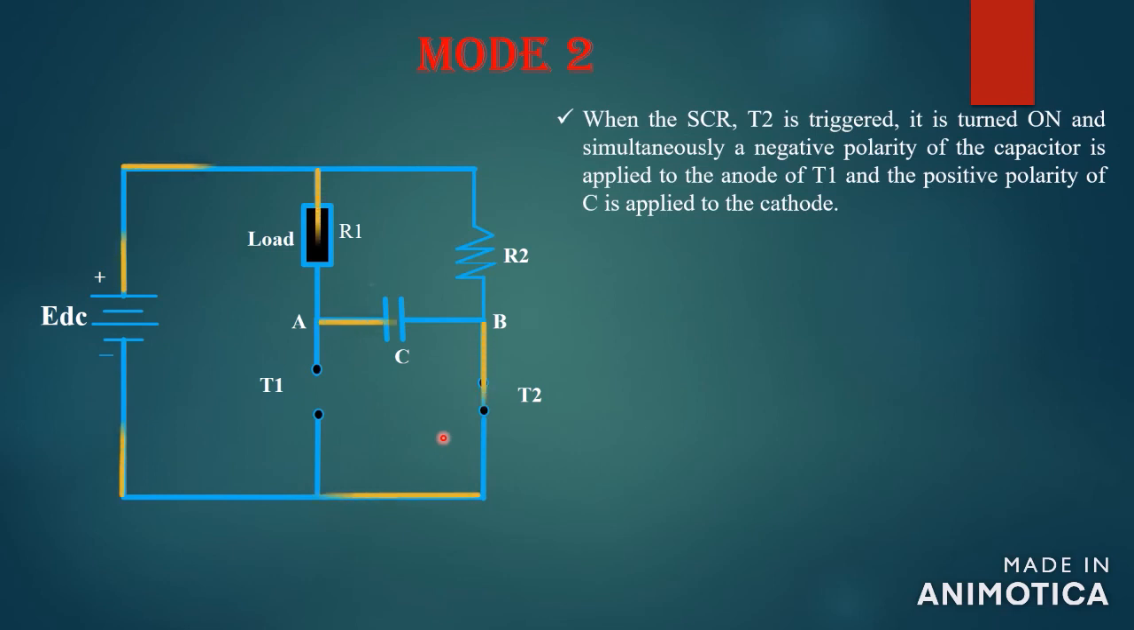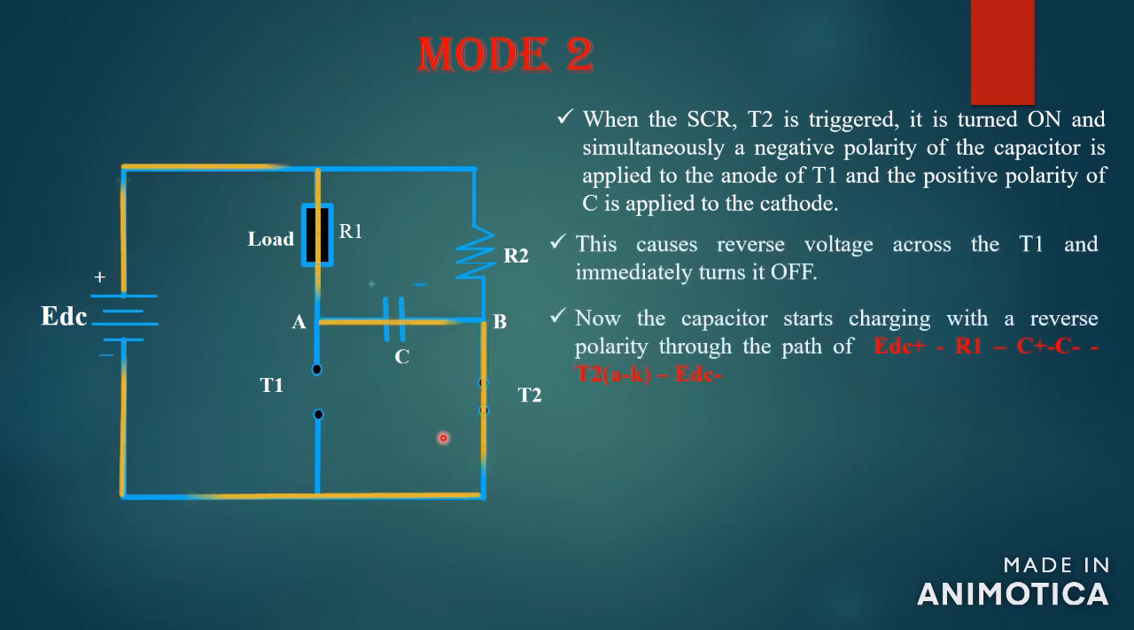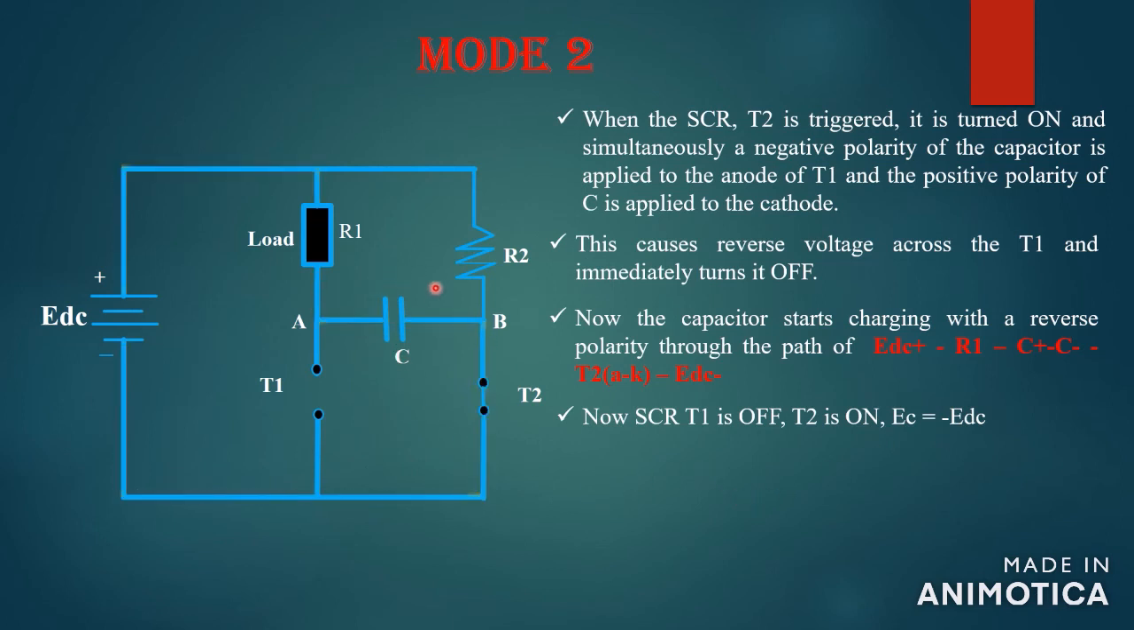So the capacitor will get charged with the polarity as plus and minus. So this is what we have seen. T2 is triggered. As and when T2 is triggered, this negative polarity will get applied across the thyristor T1. So T1 will get turned off, and the capacitor will get charged up. So this is the charging path of the capacitor. So the capacitor gets charged with the reverse voltage. So EC is equal to minus EDC.